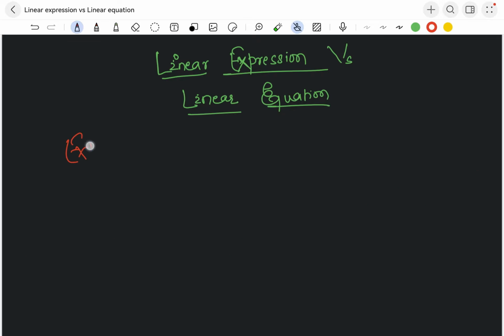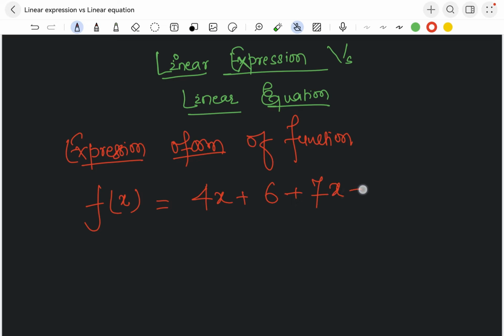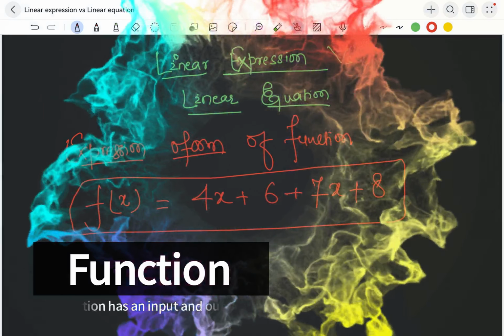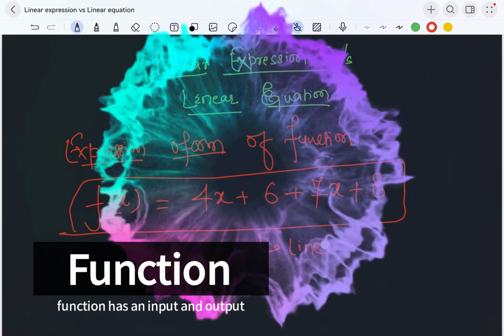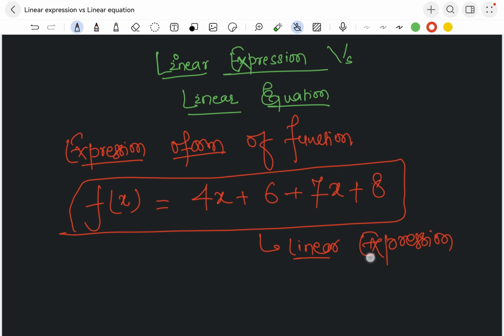An expression is in the form of a function. Like a function is defined by f(x) = 4x + 6 + 7x + 8. Now this particular expression is nothing but a linear expression. Now let us understand why linear, why the word linear, and why expression.